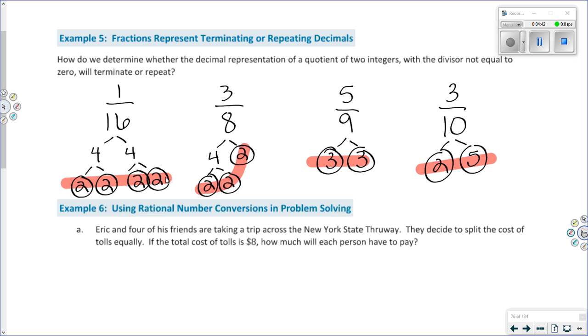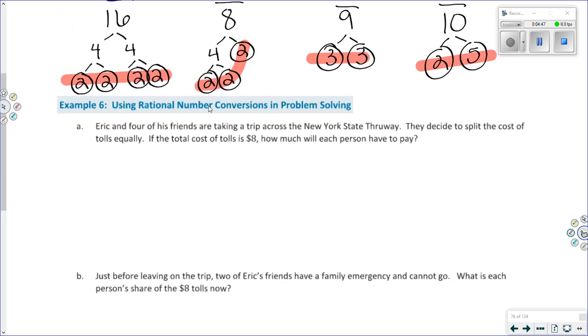Okay? So when we look at letter A here, it says, Eric and 4 of his friends. So how many people is that? 4. Nope, Eric and his friends, that's 5 people, correct? All right, they're going across basically a toll bridge, and the total cost is $8. We want to figure out how much each person is going to pay. So my question for you is, will each person pay more than $1 or less than $1? 5 people, $8. More than $1, right?